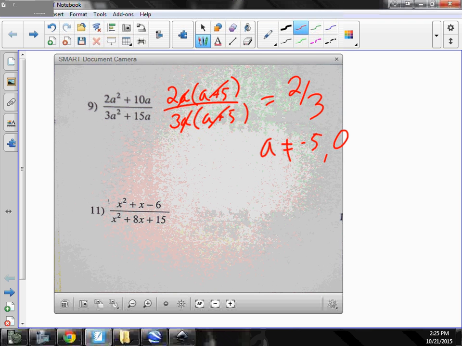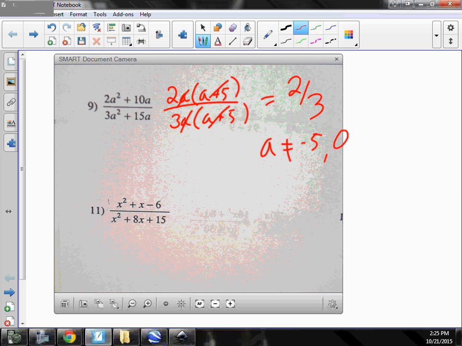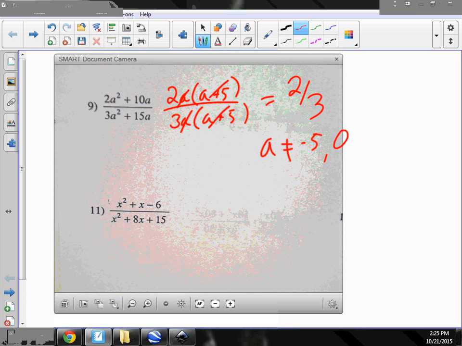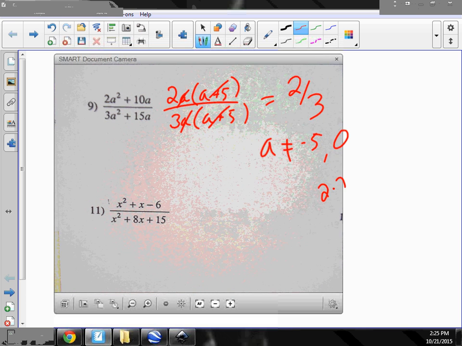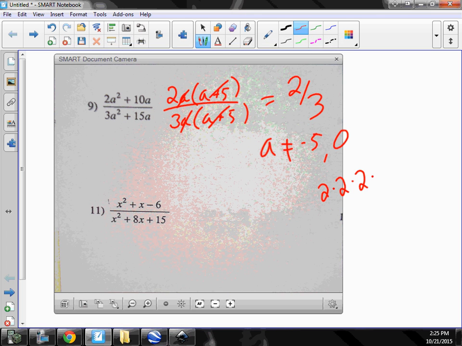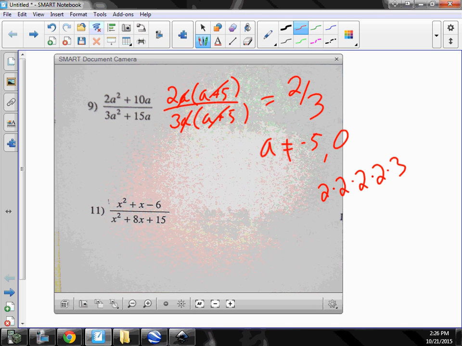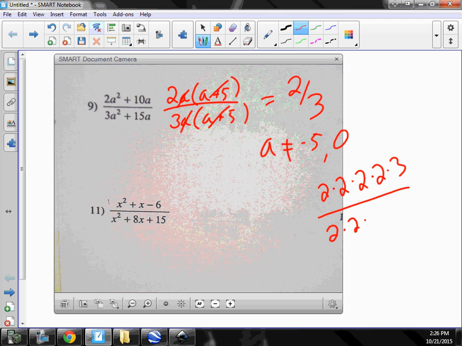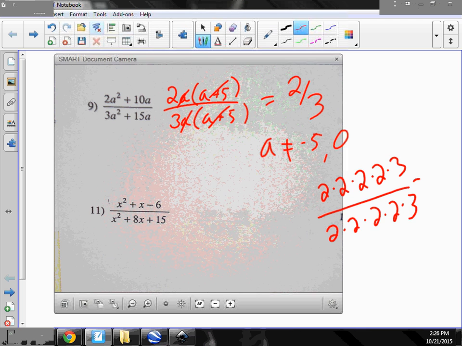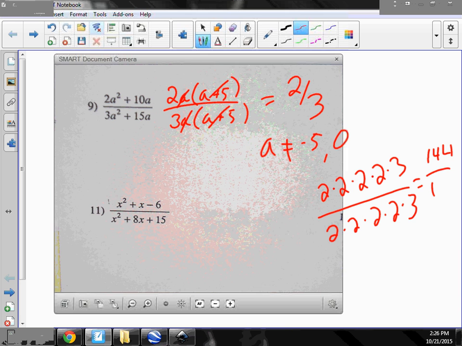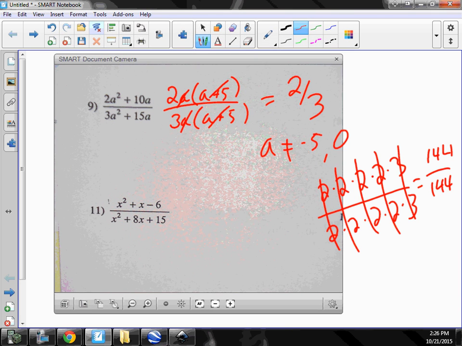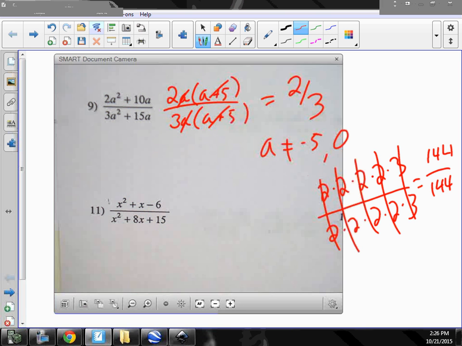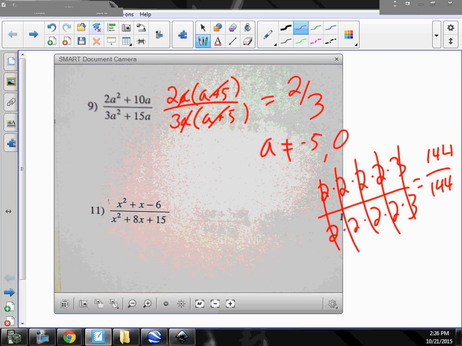Now, what if everything cancels? Then it's 1. It's like saying 2 times 3 over 2 times 2 times 2 times 2 times 3. That's 144 over 144. So if I cancel all of these, they all turn into 1s, and I get 1 over 1, which is 1. So if everything goes away, the answer is just 1, which may happen on this worksheet.